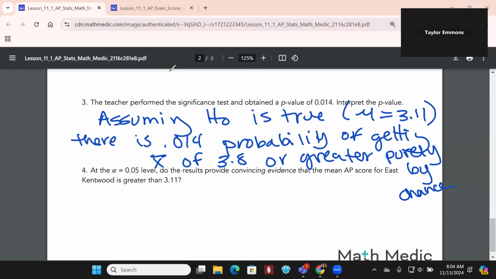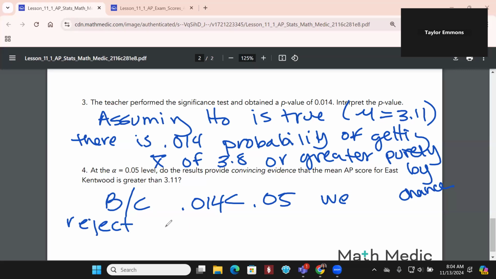All right, so at an alpha of 0.05 level, do the results provide convincing evidence that the mean AP score for East Kentwood is greater than 3.11? So because 0.014... Do we reject or fail to reject? We reject the null because 0.014 is less than 0.05.